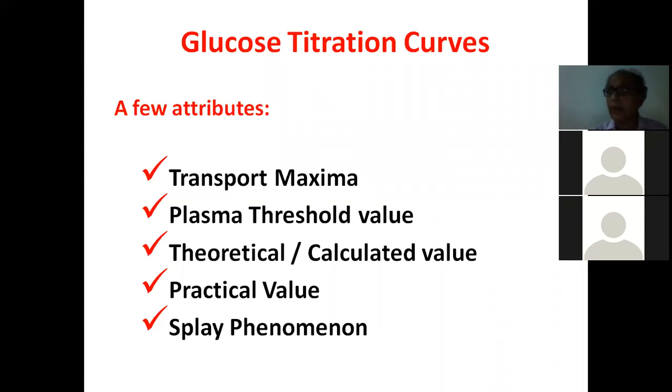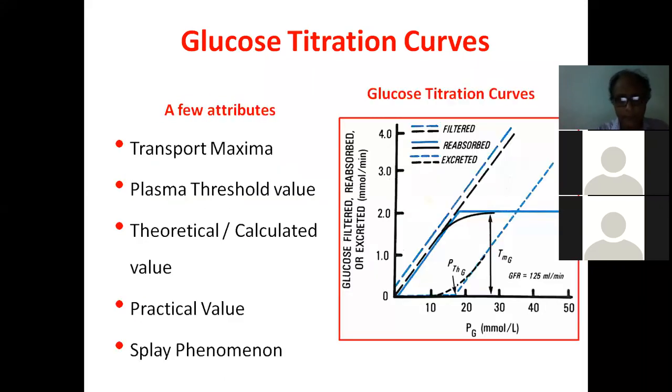And what is practical value? Practical value is the experimentally observed value, or what is taking place in reality. Why is there a difference between the theoretically calculated value and the practical value? Due to the phenomenon of splay. Reason is splay. So what is splay? These are some of the issues.